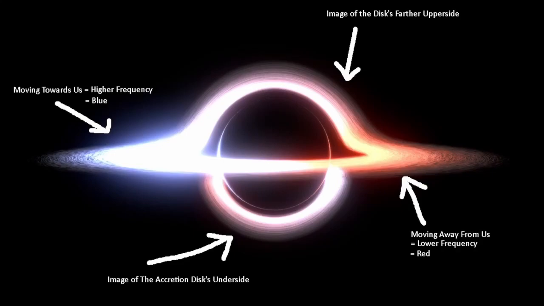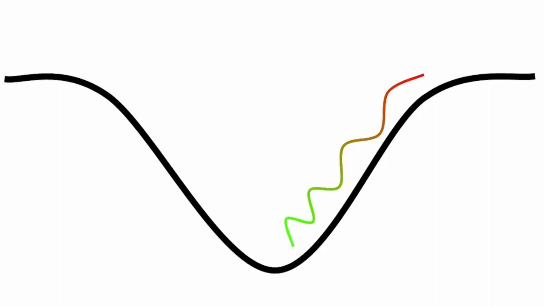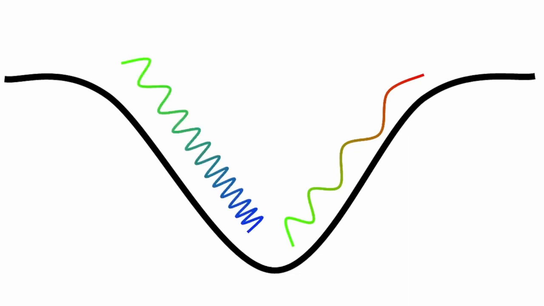The second cause of redshift is, well, obviously Einstein had something to do with it, gravity. He theorized that light traveling out of a gravitational well would experience a loss of energy, so this light would lose frequency and therefore experience redshift. The opposite occurs when light travels into a gravitational well. It gains energy, increases its frequency, and therefore experiences blueshift.